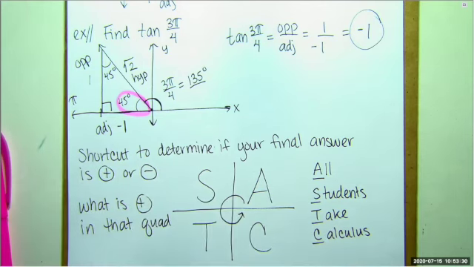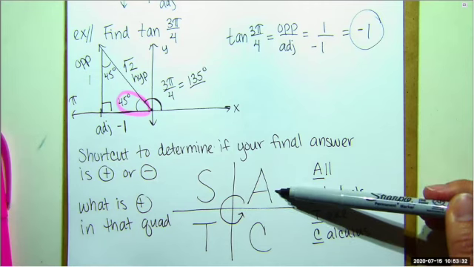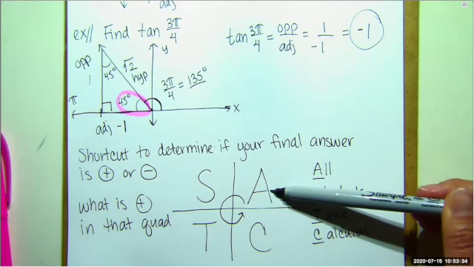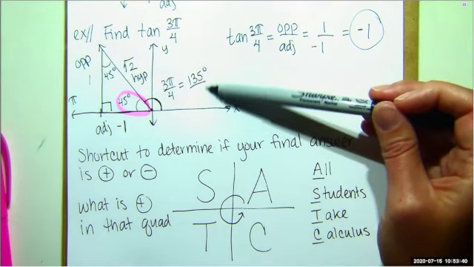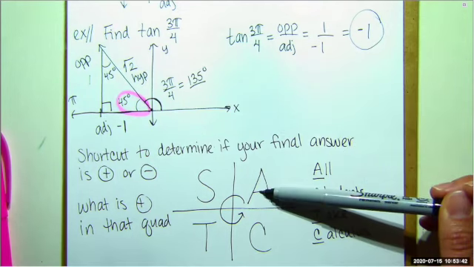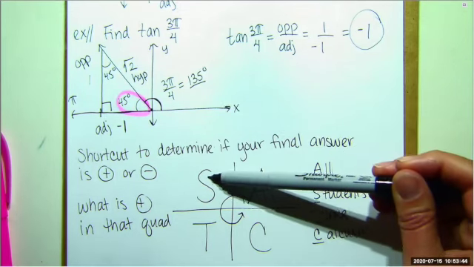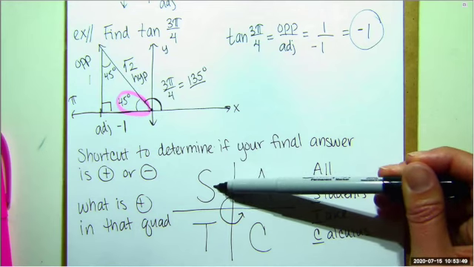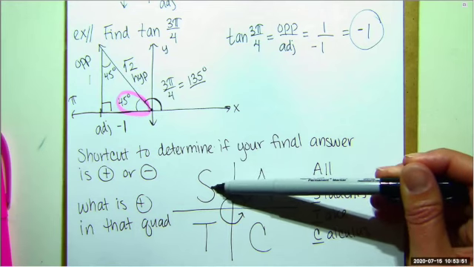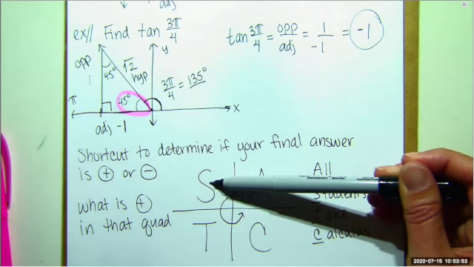The way you use the shortcut: in the first quadrant, we have an A. All of our trig functions are positive, A for all. Corresponding to triangles, x and y are both positive in the first quadrant, so that's why all of them are positive. In the second quadrant, we have an S. That means that sine is the only one that's positive, which means that cosine is negative and tangent is also negative. The reciprocal functions would have the same positive or negative value.